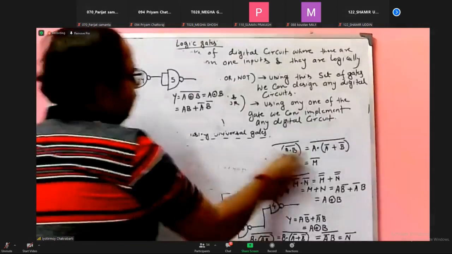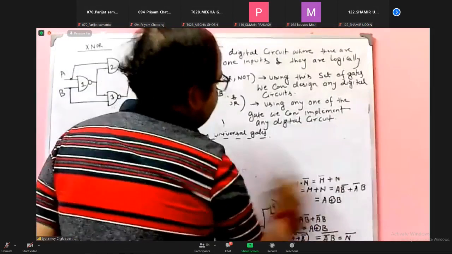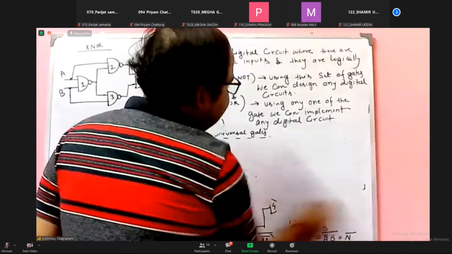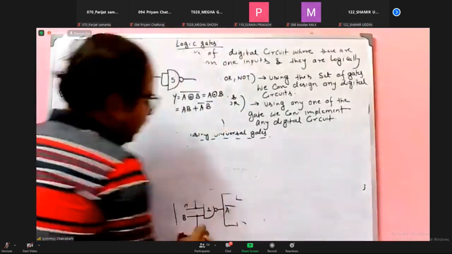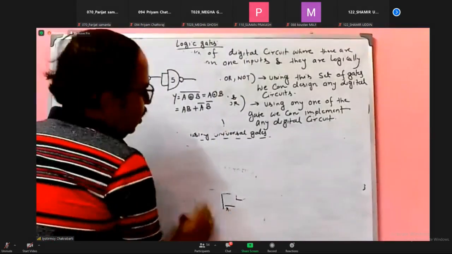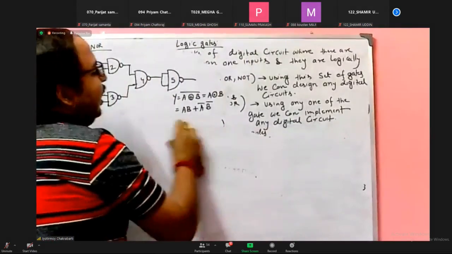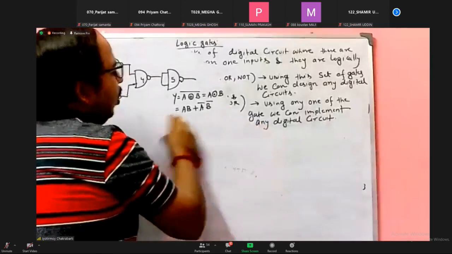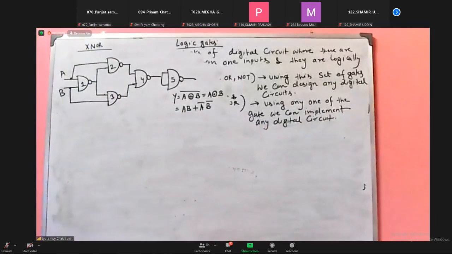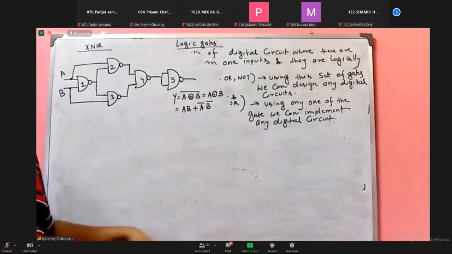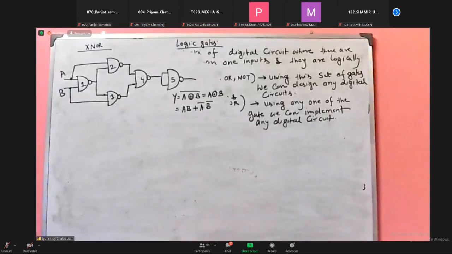Conversion. If it is a broad question, it will be conversion. If it is an objective question, a circuit may be given and you can be asked what is the logic. And also, how many NAND gates are required to implement an XOR gate. This type of questions may be there.